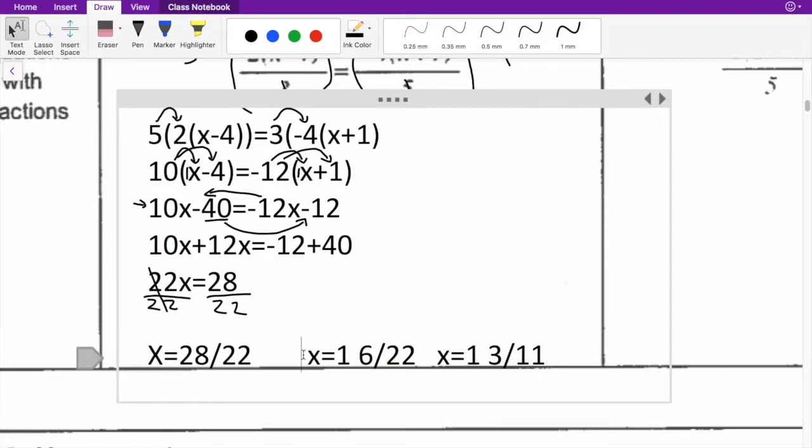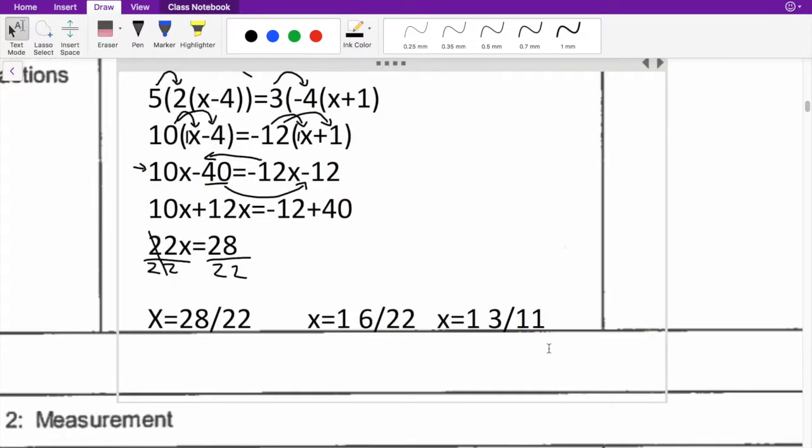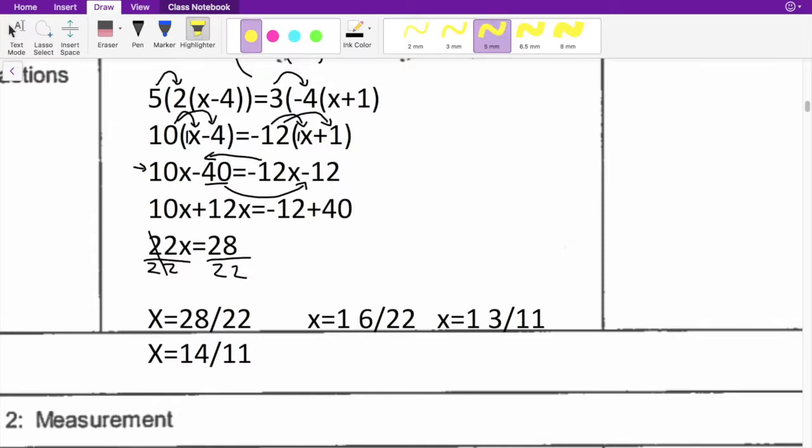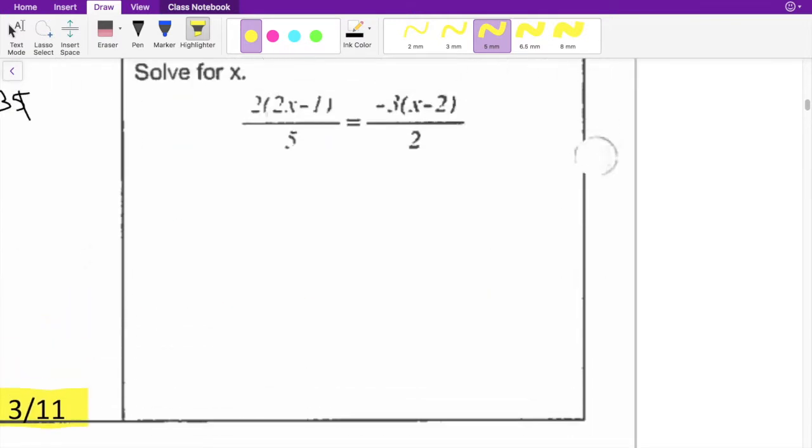Or I could also answer if I want to leave it as improper. Let's see if I can get a line up here. I'll go down 1. You can go x equals 14 over 11. So there's 2 possible answers here in reduced form. So slide over, away you go.